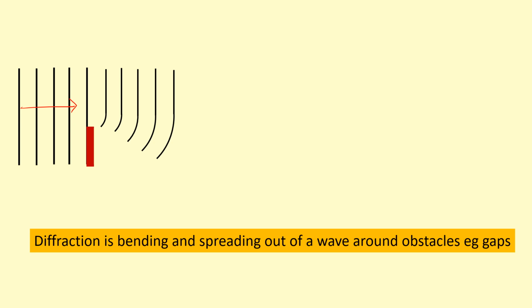Okay, this image shows a wave that's traveling towards the right. Here you can see the wavefronts, and it's encountering an obstacle, and when it encounters the obstacle, it's going to spread out like this. This effect is known as diffraction. So diffraction is a bending and spreading out of a wave around an obstacle or a gap.